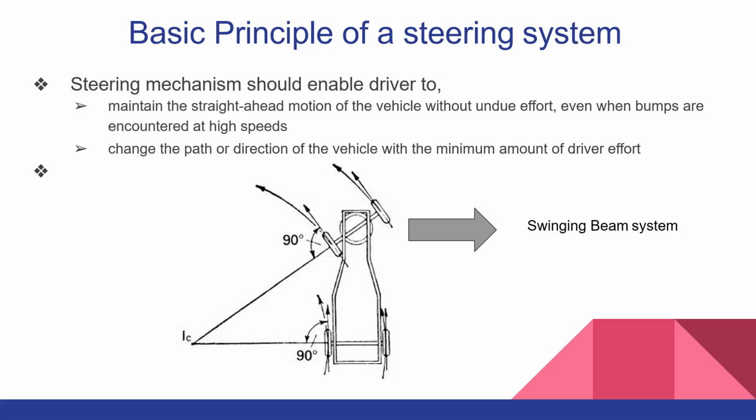So those are the functions of a steering system, the basic principles of a steering system: to maintain a straight motion of the vehicle and also to change the direction of the vehicle without any higher effort. It should be easy.